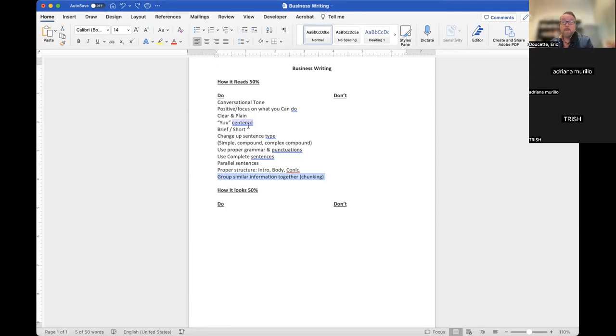Here's everything all employees need to know. And that would be grouping similar information together. So that's pretty much it, I believe, for all the do's. Now we get into the don'ts. And again, this is how it reads.